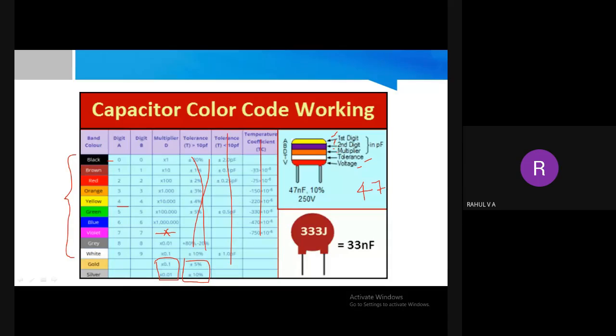And third digit is orange. That is actually the multiplier. So find out what is the value of the multiplier. That is 10 raised to 3. So 47 into 10 raised to 3. The value is in picofarad, right? Here also it is in picofarad. So write 10 raised to minus 12. So if you multiply 10 raised to 3 and 10 raised to minus 12, it is actually 10 raised to minus 9. So it is 47 into 10 raised to minus 9. So finally you will get 47 nanofarad.